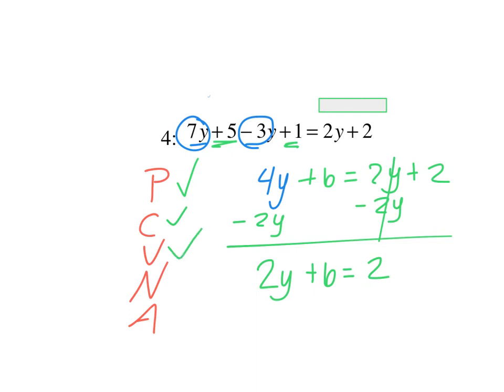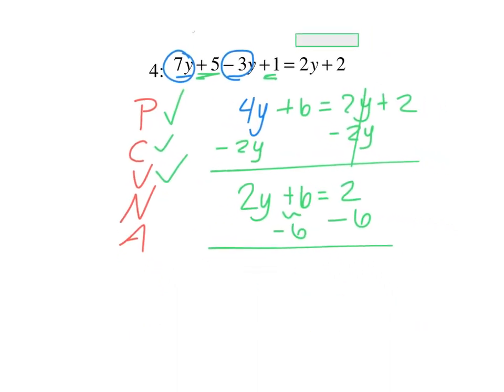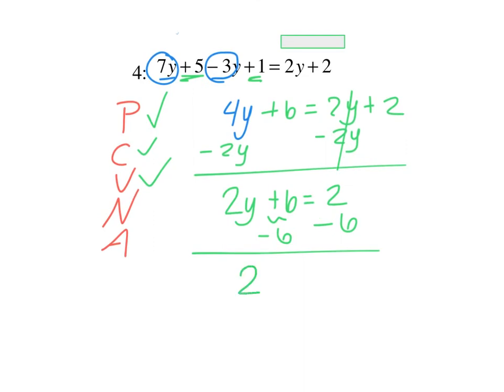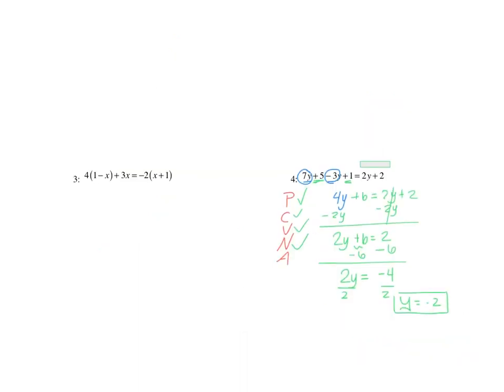My variables are on the left-hand side, now I need to get those numbers on the right. I get rid of my +6 by subtracting 6, and I get 2 minus 6 is a -4. So my numbers are on the right, and now I get rid of this 2 by dividing. So I get y equals -2. And that's your final answer.